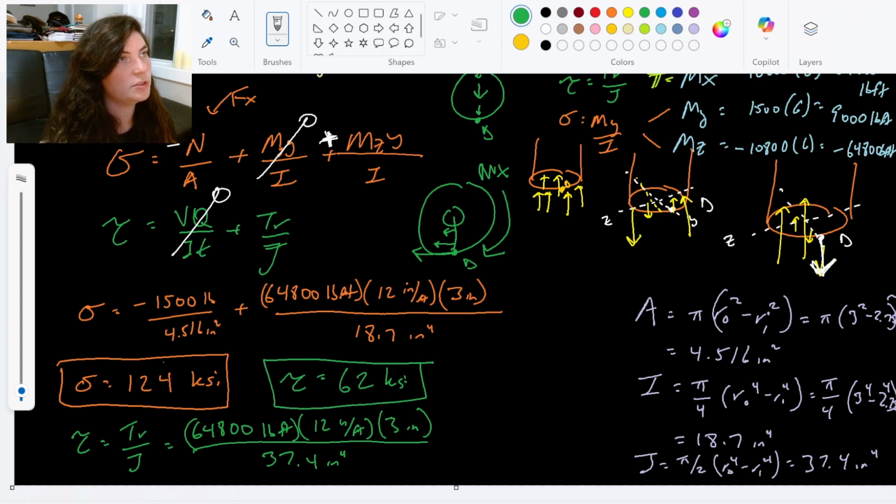And both of these worked out to be positives, right? This compressive normal stress was much smaller than the bending stress, the 124 KSI, and our shear stress was 62 KSI.